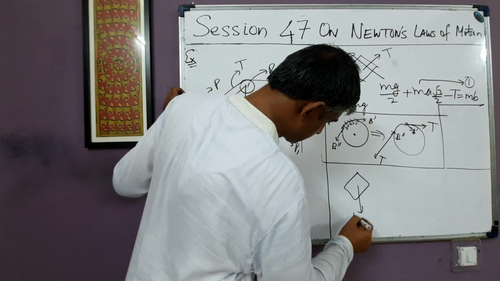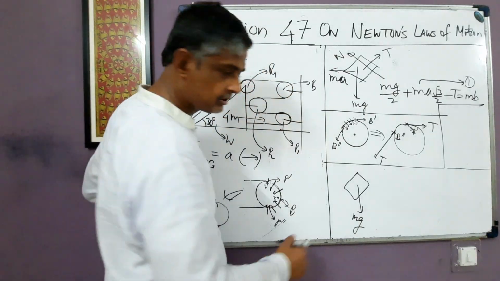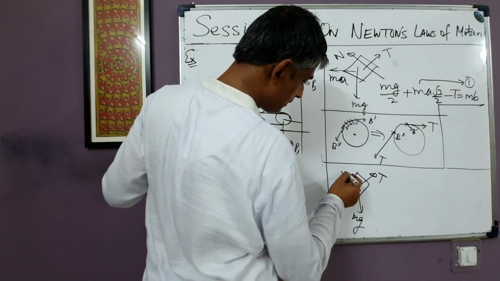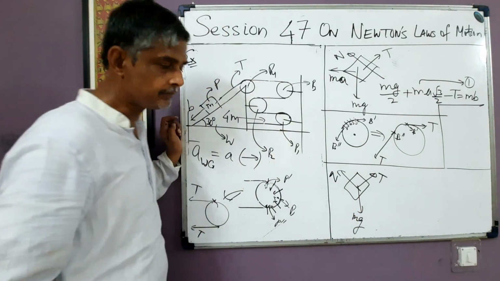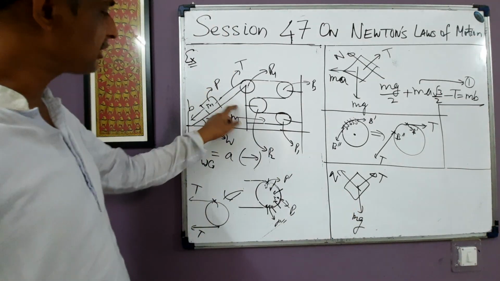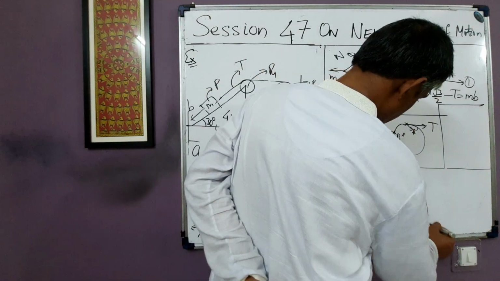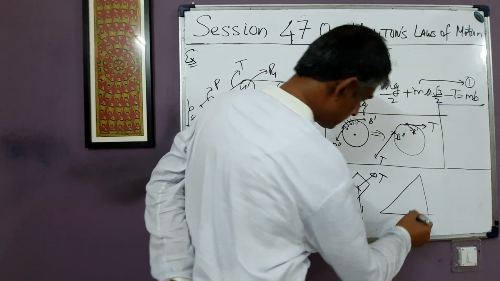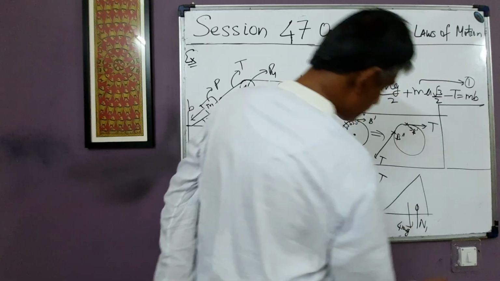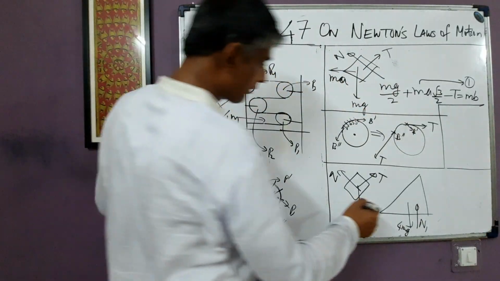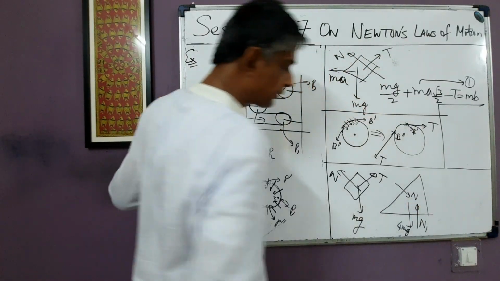So see, what are the forces? mg, real forces, T and N, that's all. This is the free body diagram of the block with respect to ground. Now I draw the free body diagram of the wedge with respect to ground. So what are the real forces on the wedge? 4mg, N1 on the wedge due to the ground, and N on the wedge due to the block as per Newton's third law.